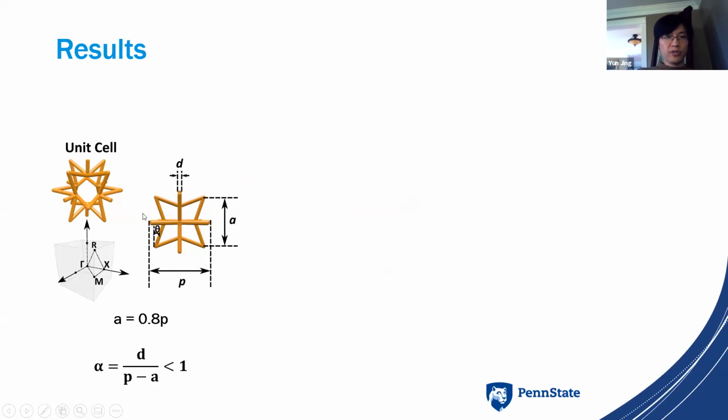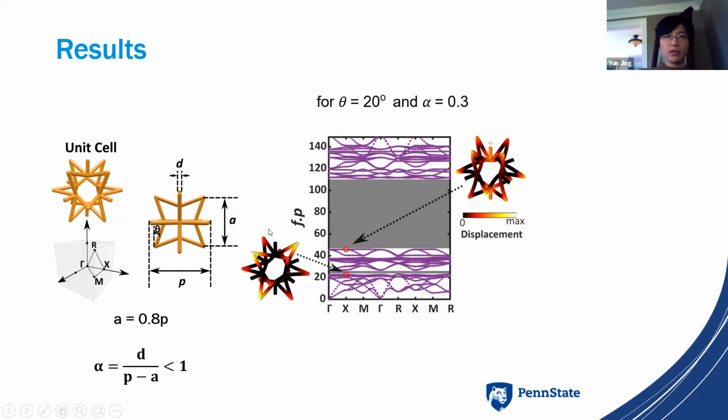And this is our unit cell. There are several things that can be tuned: the angle, the periodicity, and the constant A. And we calculate the band gap, the band structure. Basically, what you need to know is that this shaded area is where the vibration cannot pass through. We normalize the frequency, so you cannot really tell the actual physical frequency range here, but it's a broad band frequency range.